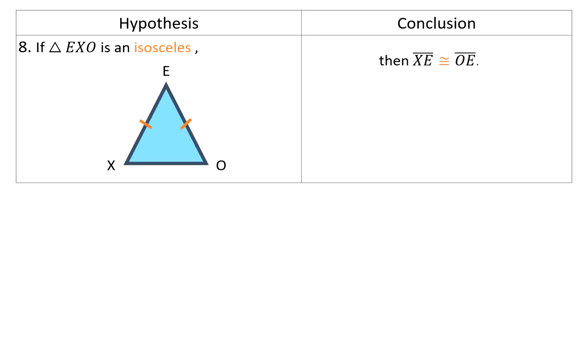So, para maging valid yung conclusion natin, ano yung reason natin? That would be definition of isosceles triangle. So, yun. Kapag may isosceles triangle tayo, meron tayong dalawang congruent na sides.